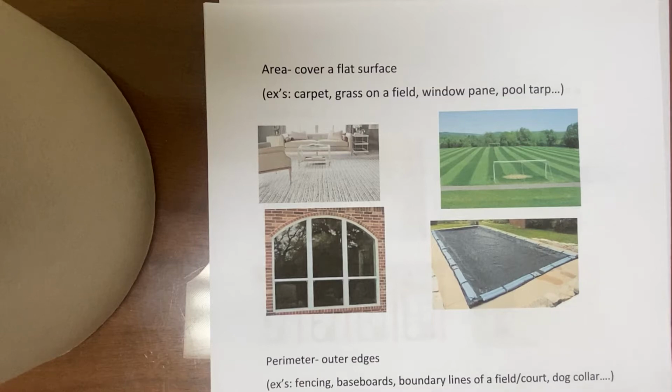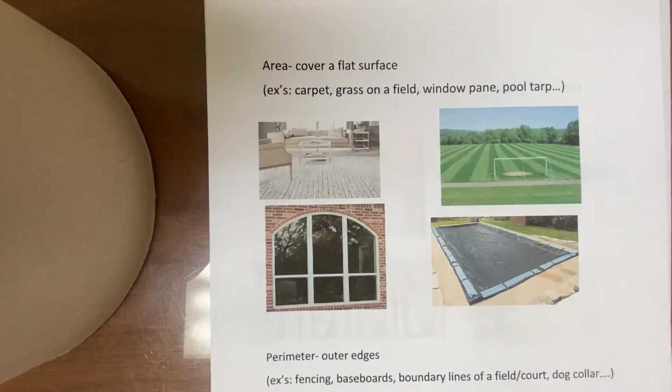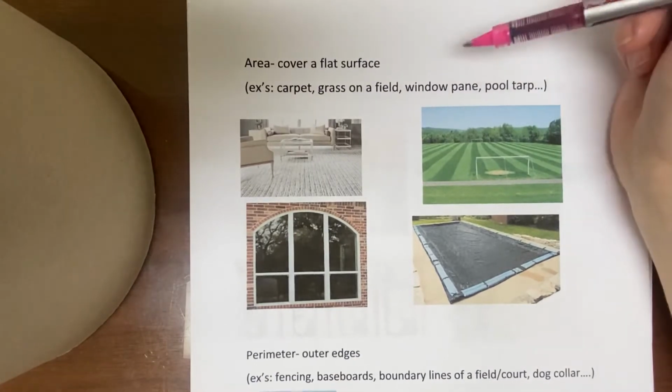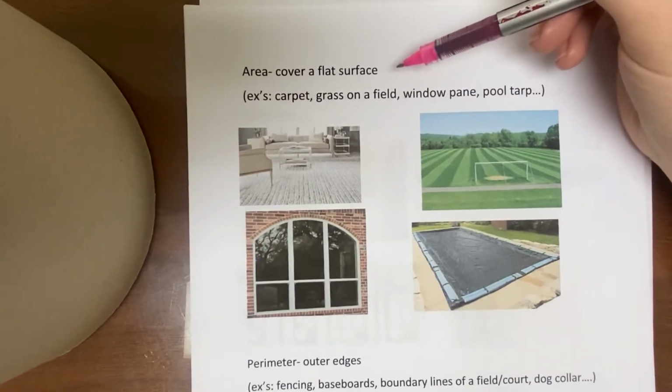Area, perimeter, and volume are the next unit. Area, and this is not the technical definition, this is Miss Murray's easy way of explaining it. Area covers a flat surface.